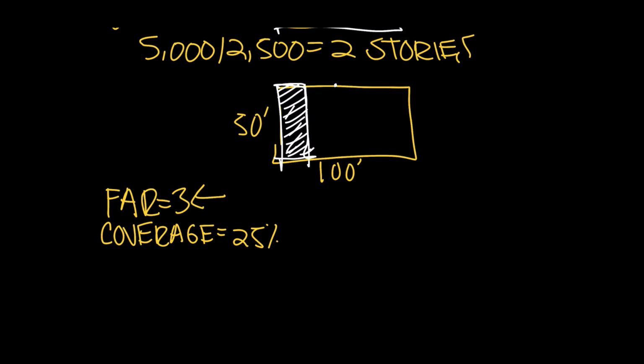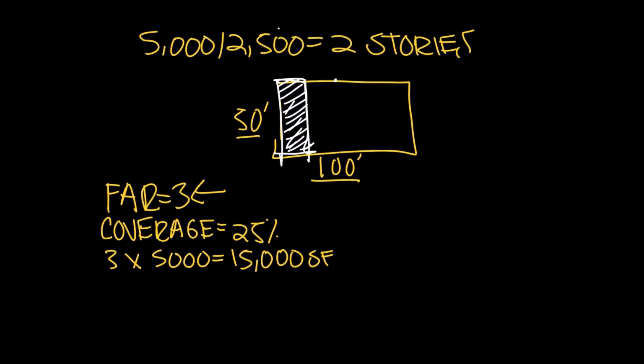But interestingly enough, we have an FAR of 3, which means we can build up to 3 times the size of our lot. 50 multiplied by 100 is 5,000 square feet. So 3 times 5,000 square feet equals a maximum buildable area, or maximum building area, of 15,000 square feet. That's a lot of building area here compared to the amount that we're covering as a building footprint.